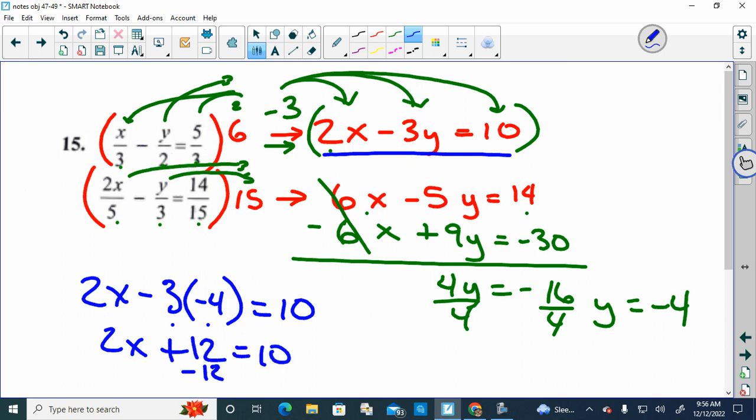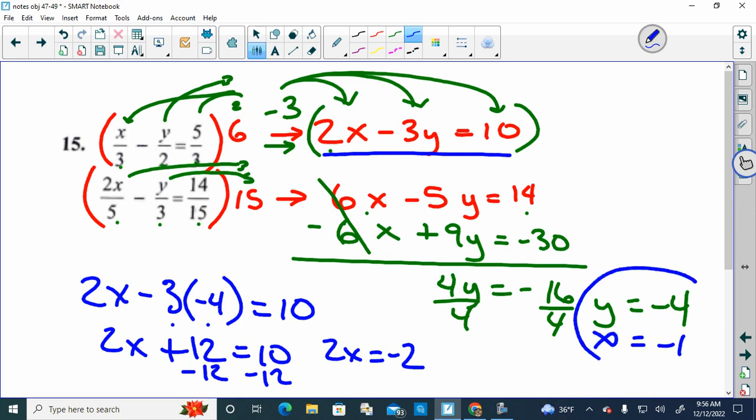Subtract my 12, subtract my 12. So now I have 2x equals a negative 2. So then that means my x is equal to negative 1. Okay, so I have my two answers. So a negative 1 for the x and a negative 4 for the y.